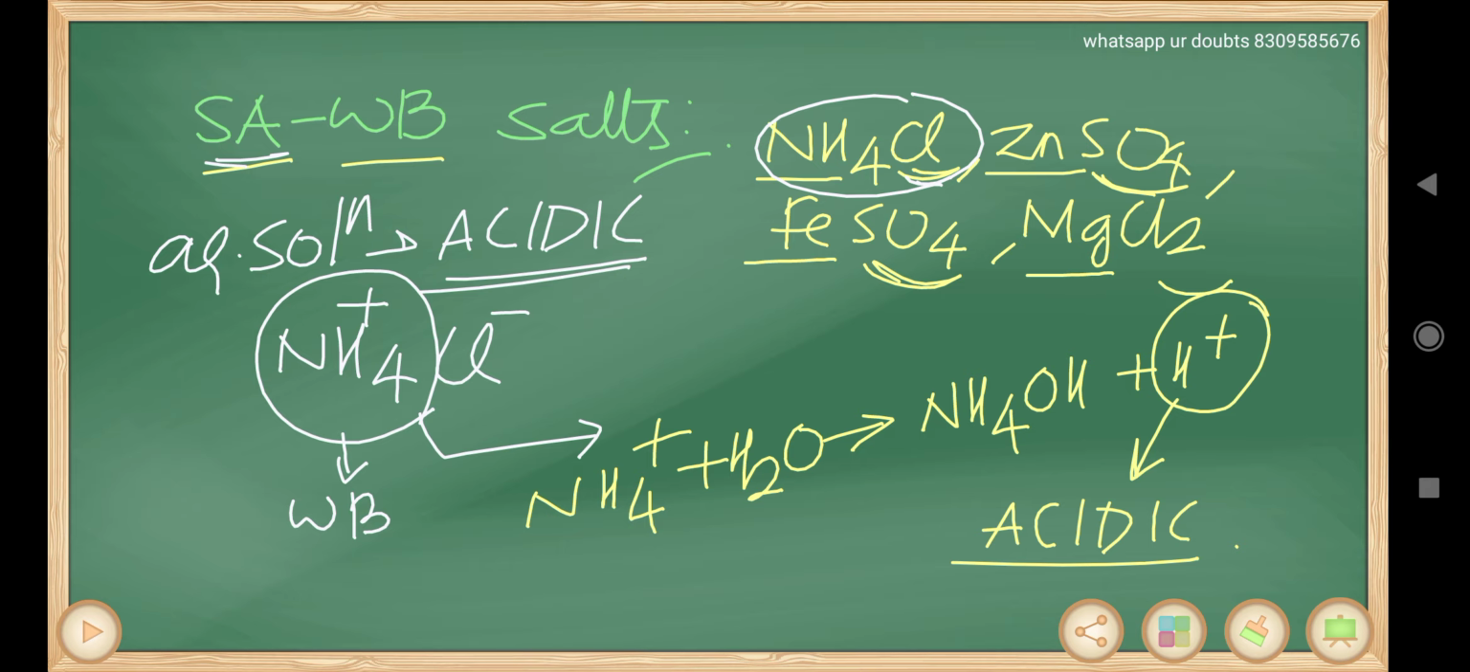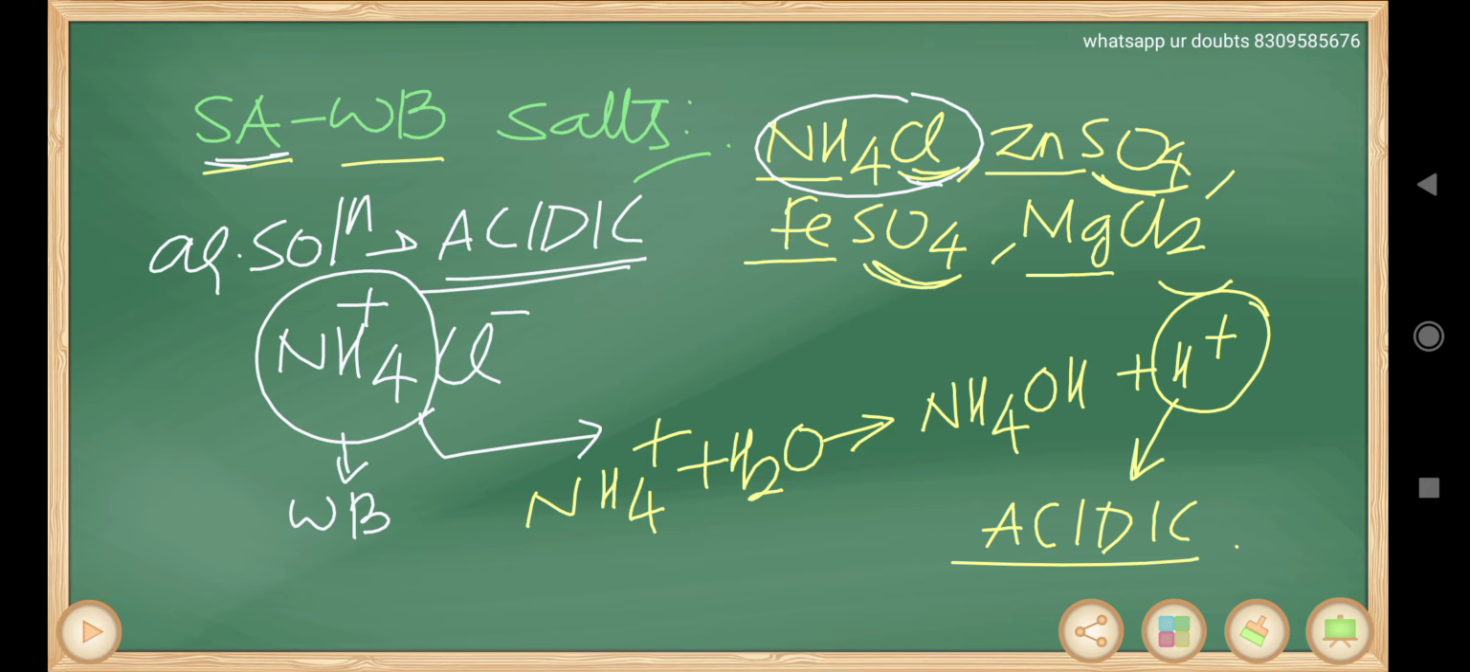Strong acid, weak base salts we can consider like this. NH4Cl, ZnSO4, FeSO4, these are the examples. And their aqueous solutions are going to be acidic, definitely acidic in nature. Common sense: strong acid is there, so strong acid means definitely the acidic nature. Finally, the aqueous solution nature will be acidic.